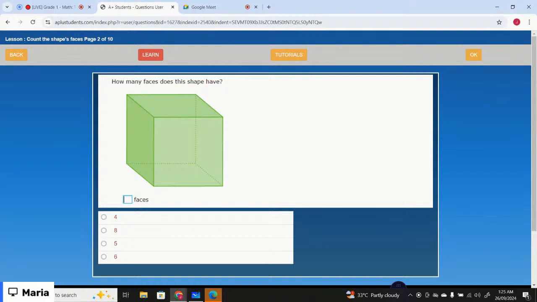How many faces does this shape have? Which is the correct option? The correct option is six faces. The shape has six faces. That's a cube, so cube has six faces.